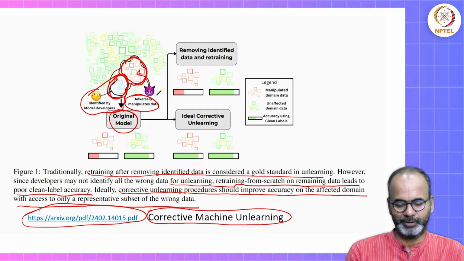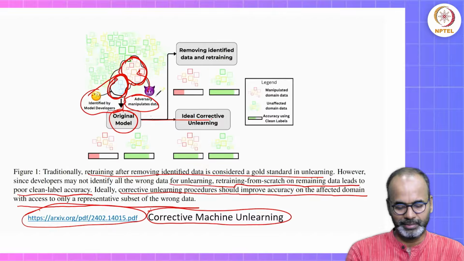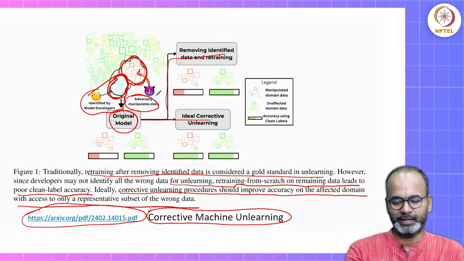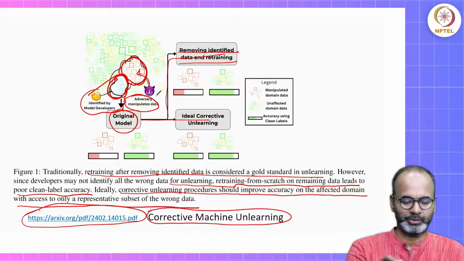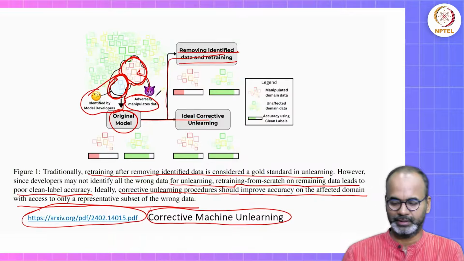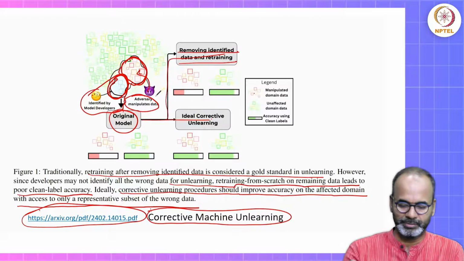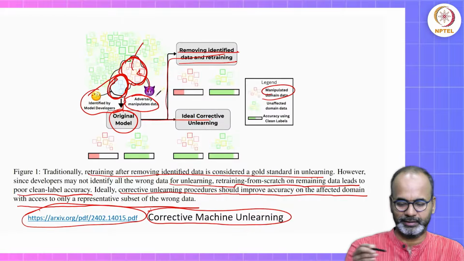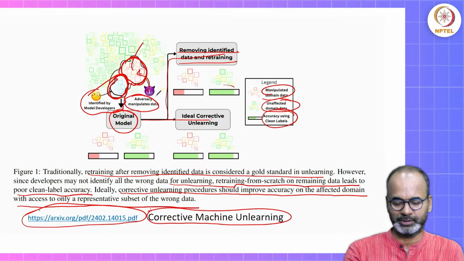The ideal corrective model is one where I know everything, so I get this, but unfortunately that can't be done. So removing identified data and retraining is what is probably possible. What do you remove, what do you keep, is the goal here. Manipulated domain data, this we know, is this color, and unaffected domain data and accuracy using clean labels is what is given here.